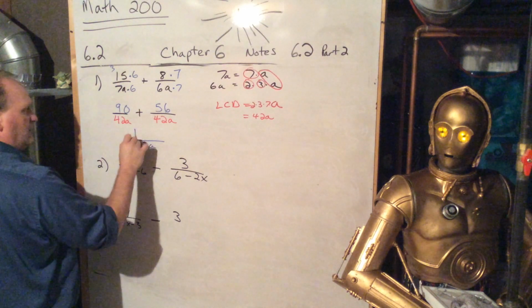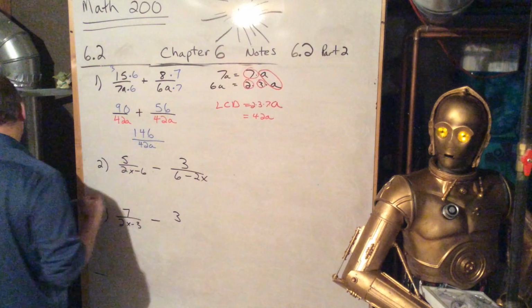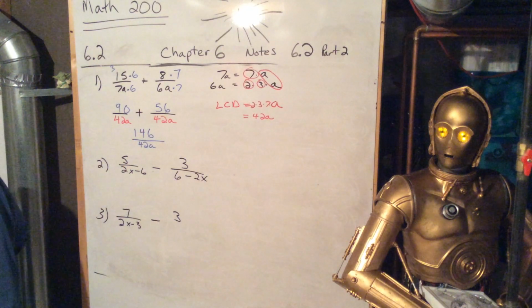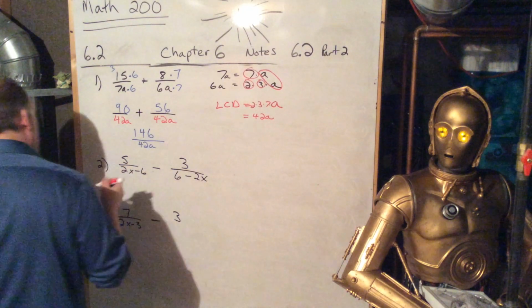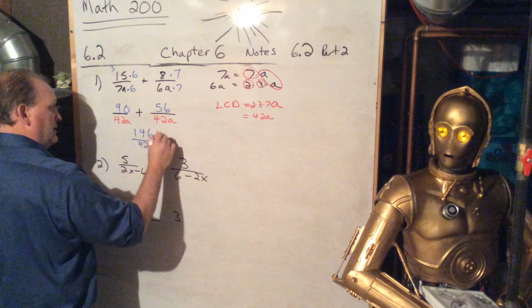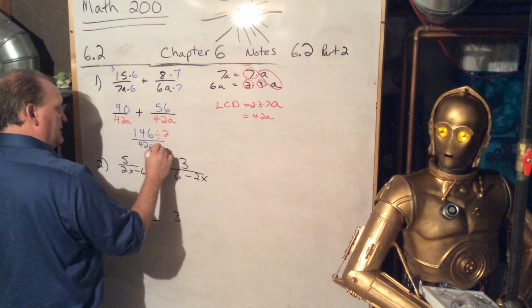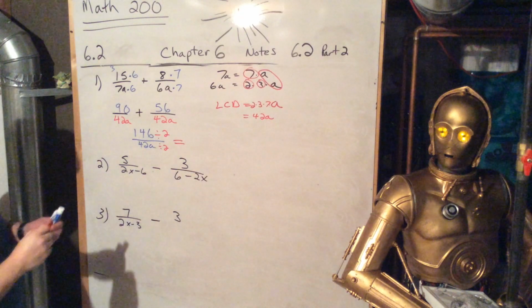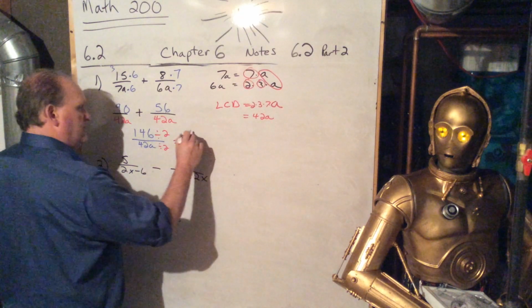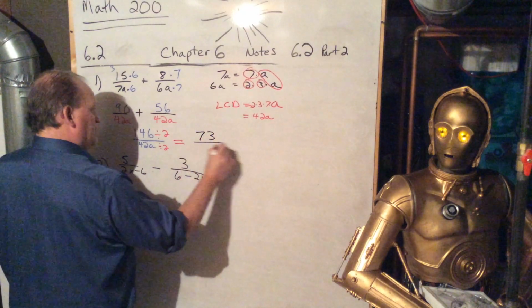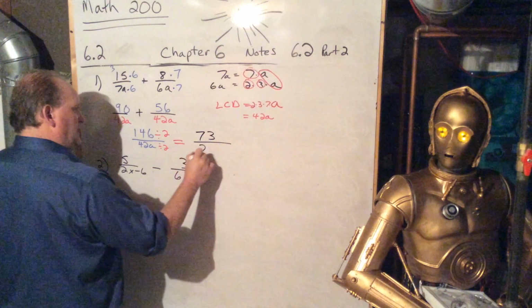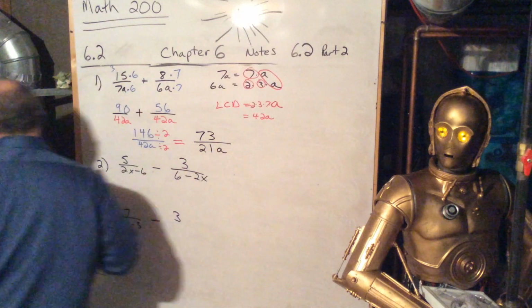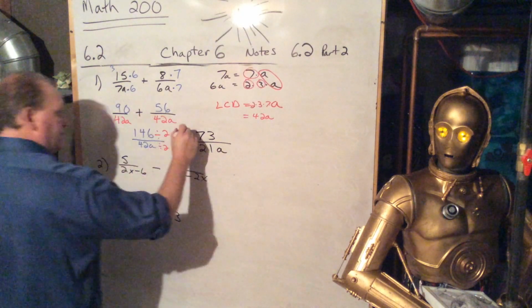On the top we got 146, and oh no, we can reduce that, divide by 2, I think, 73 over 21a. And that's our answer. Weird answer.